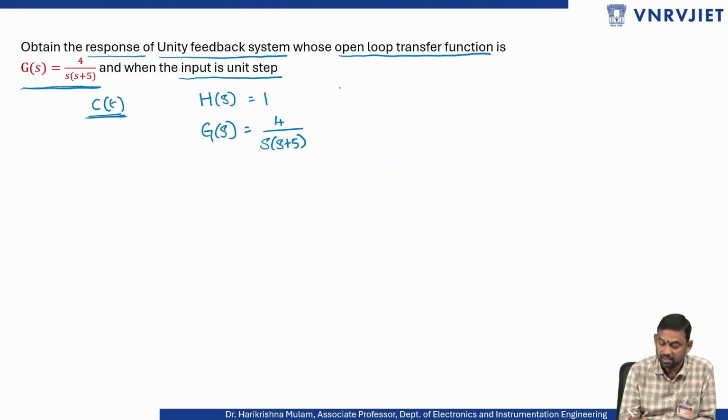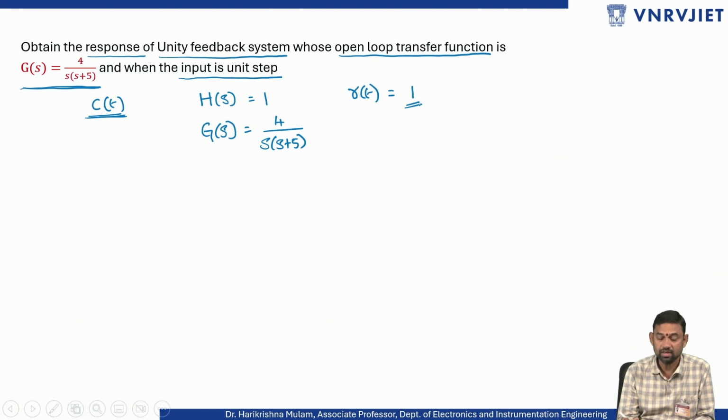The input in control systems, we write as R(t). R(t) is equal to the unit step input, mathematically written as 1. So H(s), G(s) and R(t) are the information given in this problem, and you need to find this C(t).